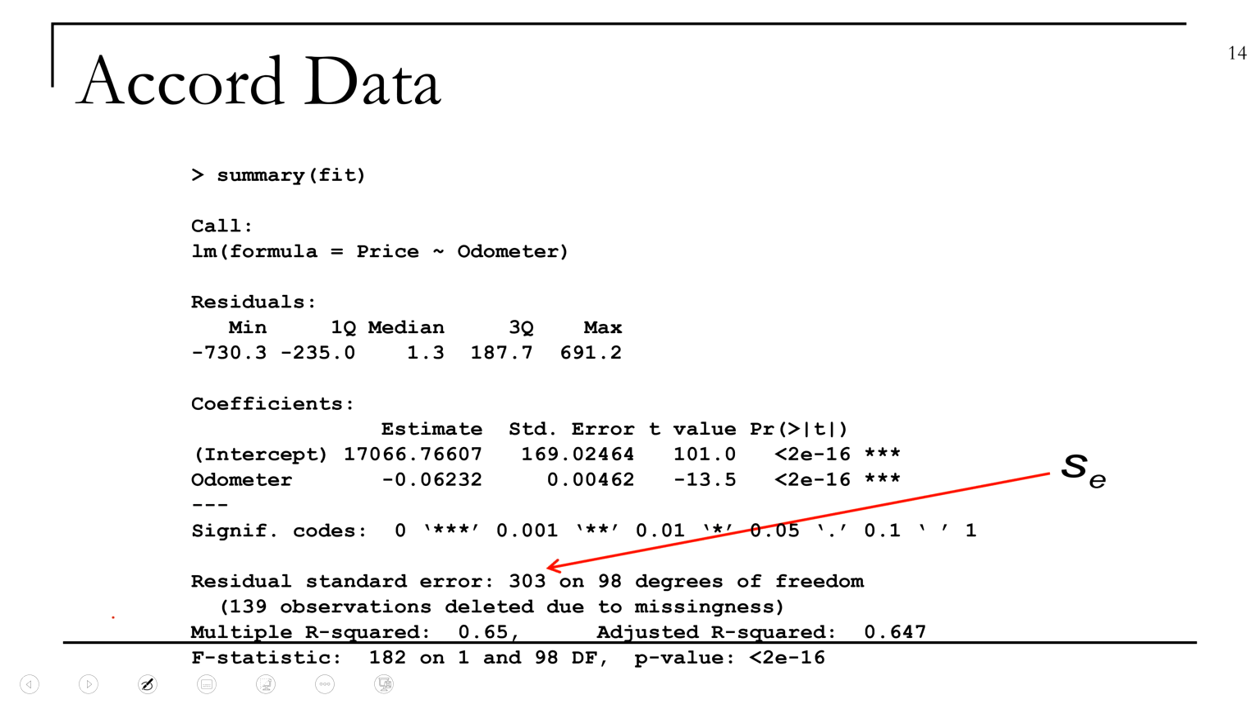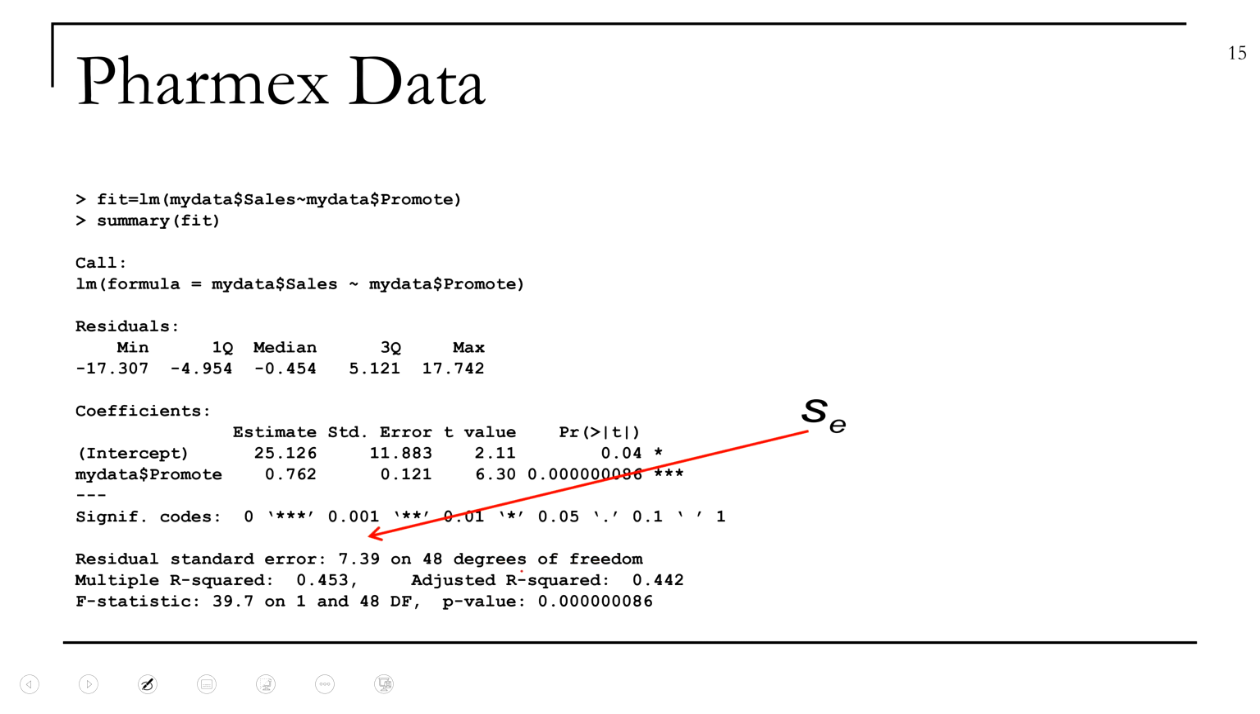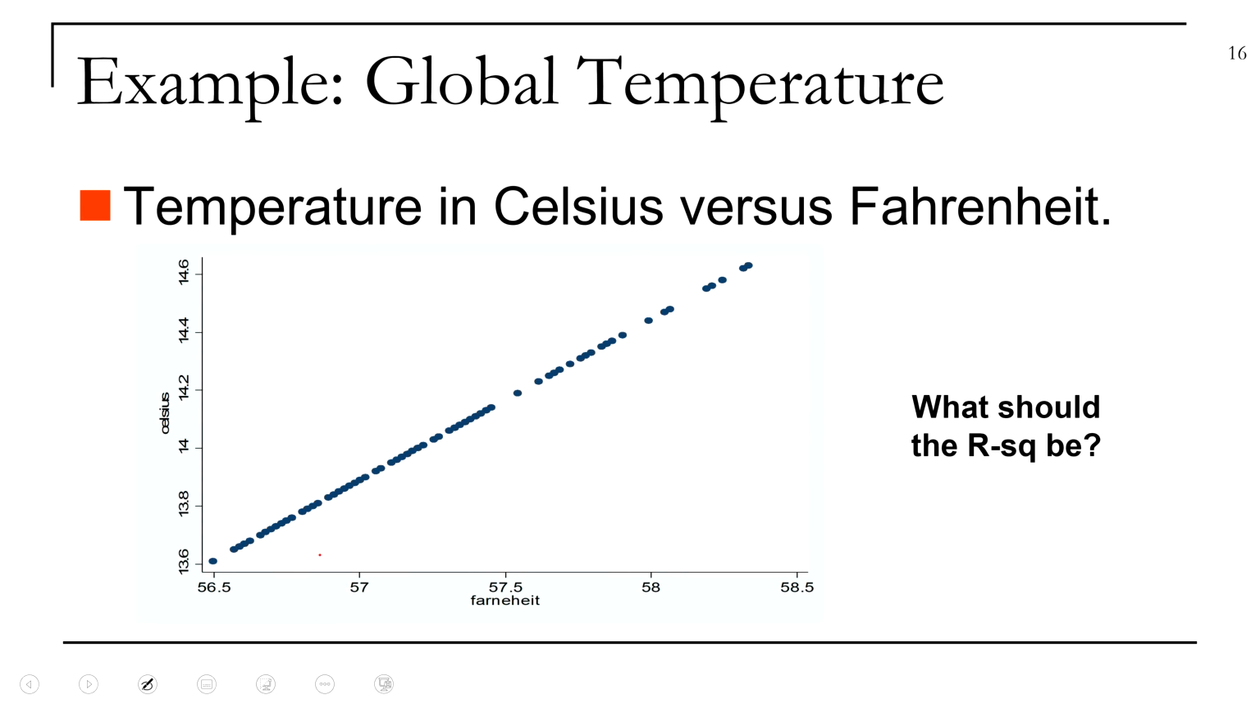Where do we find that? In R, it's called the residual standard error. It's called S sub e, and over here it's given by 303. Now the units of S sub e are the same as the units of the Y variable. So in this case, price is in dollars, S sub e is also in dollars. For the Pharmex data, where we find this again, the residual standard error is 7.39.